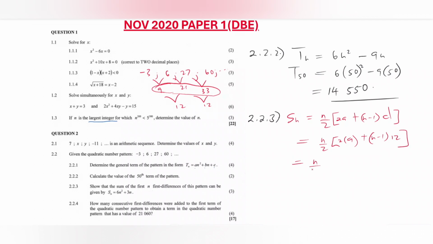Then this is going to be n over 2. Let's open bracket, 2 times 9, which is 18, plus 12 times n, which is 12n, 12 times minus 1, which is minus 12. Then this is n over 2 times 18 minus 12, which is 6, plus 12n. Then we distribute n over 2 inside the bracket. n over 2 times 6 gives 3n, then plus n over 2 times 12n. 12 over 2 gives us 6, and n times n is n squared. Therefore, our Sn is equal to 6n squared plus 3n.